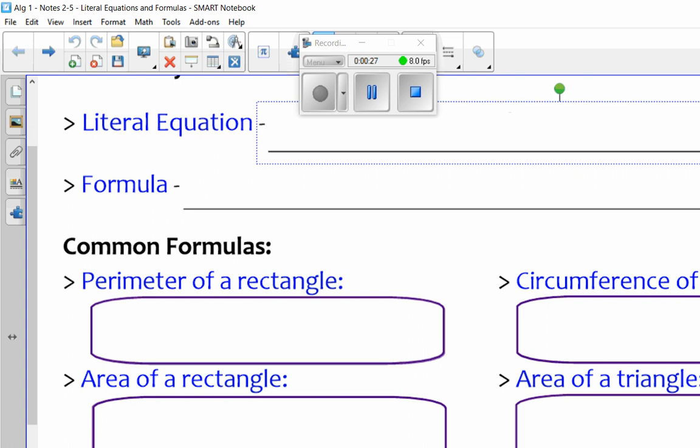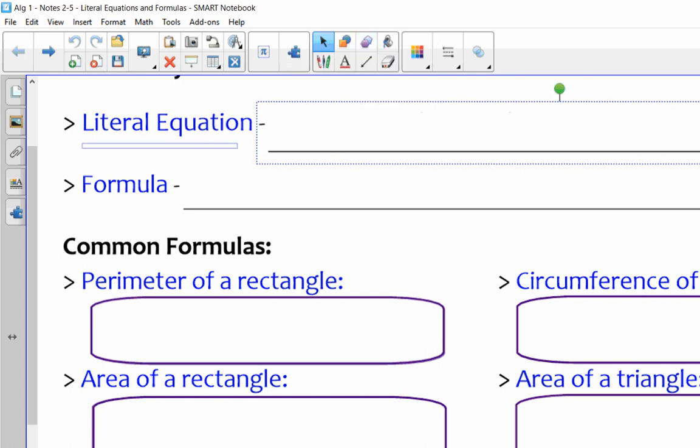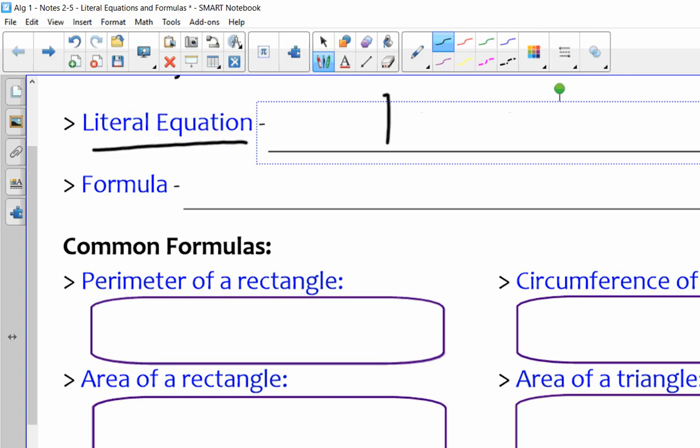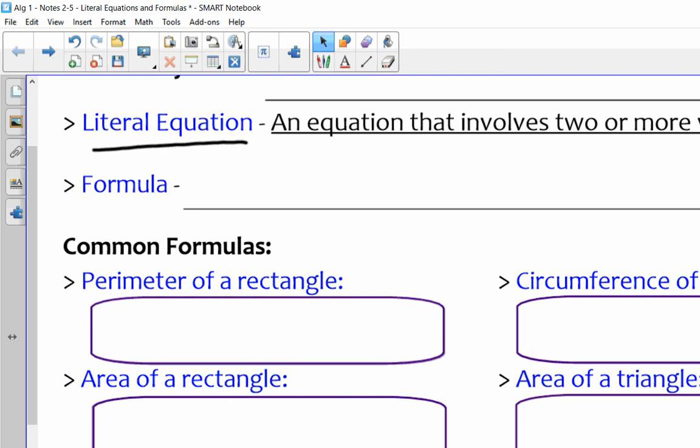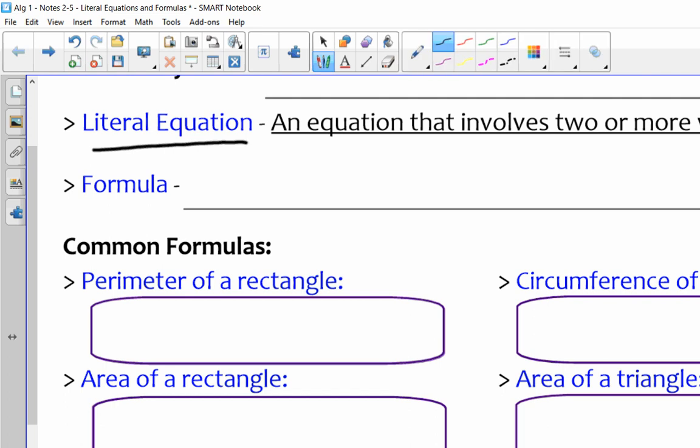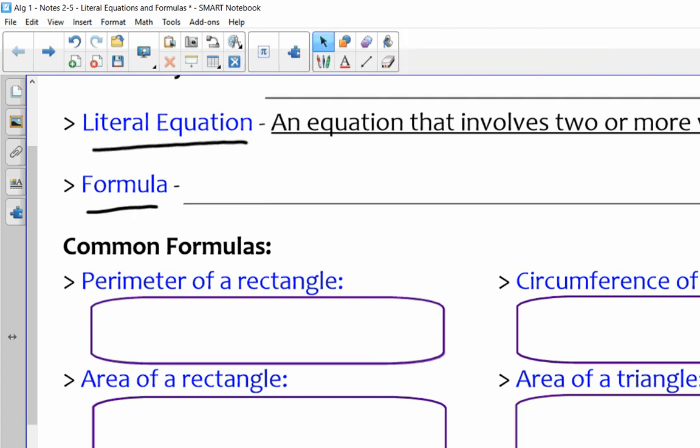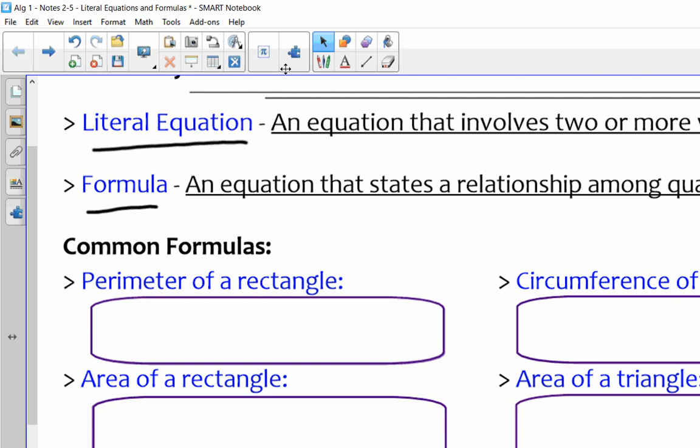So if you could go ahead and write literal equation, and then we'll look at the definition for it. Okay. And when you're done, if you could do formula, and go ahead and write that definition also. Okay. Once again, guys, I'm going to go kind of quick, so if you get behind, make sure that you pause the video, write down your notes that you're getting behind on, and then hit play, okay?